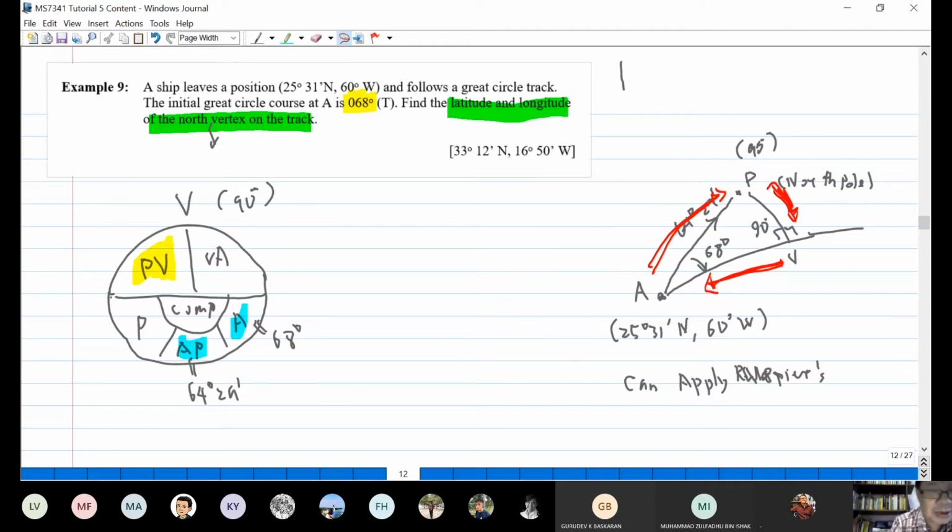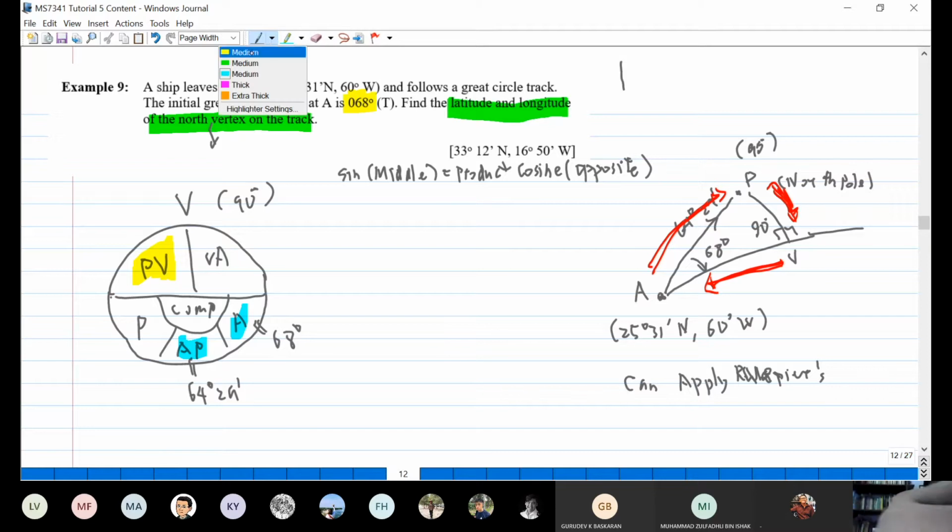So what does Napier's rule say? Napier's rule says that the sine of the middle part is the product of the cosine of the opposite. This is one of the Napier's rules. I usually use yellow for the sine of the middle part and blue for the product of the cosine of the opposite. So now I can write down the formula I want to find.